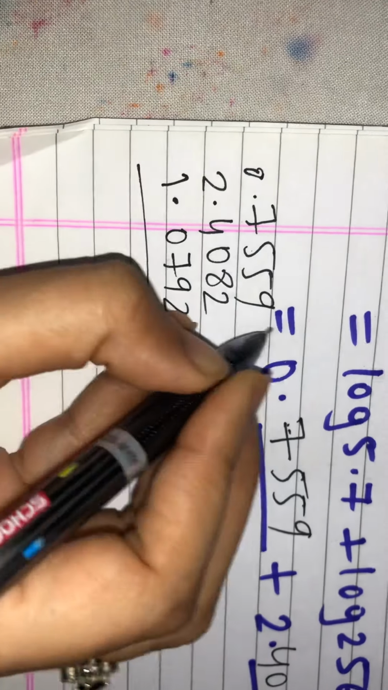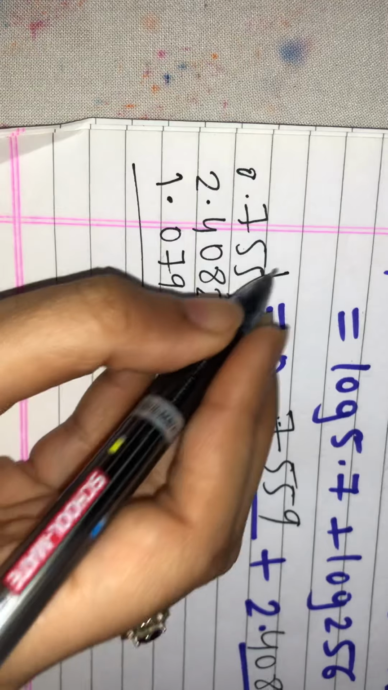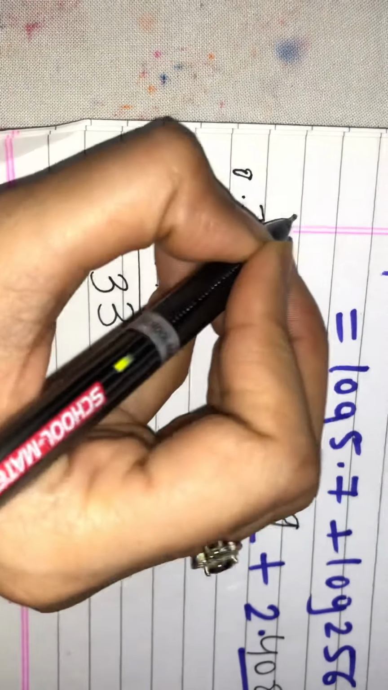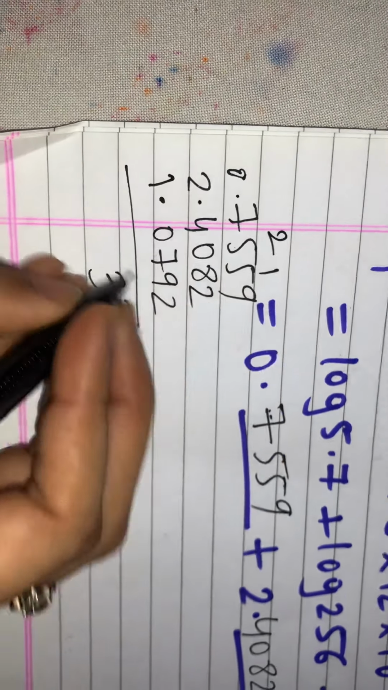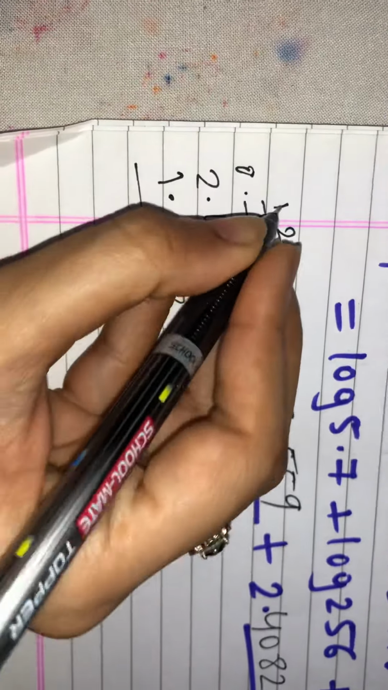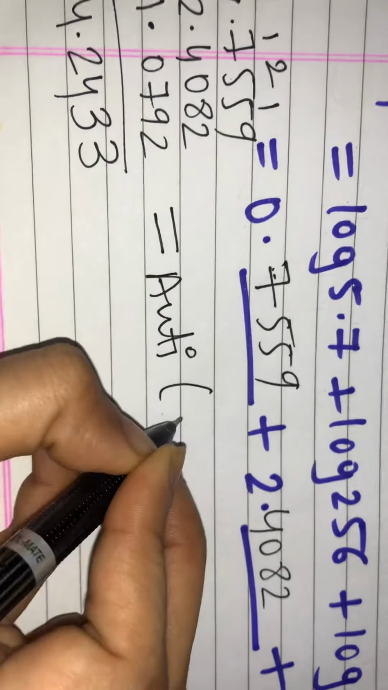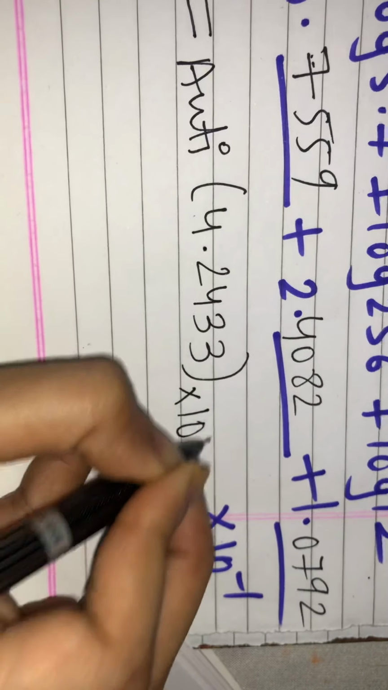Let's add: 9 plus 4 is 13, then 9 plus 1 is 10, 18, 18 plus 5 gives me 23. So 2 over here. 7 plus 5 is 12, 13, 14. And then it is 7 plus 1, 8. 8 plus 4 is 12. So this becomes 4. So it is the anti-log of 4.2433 into 10 raised to minus 1. Yes, we had this 10 raised to minus 1.